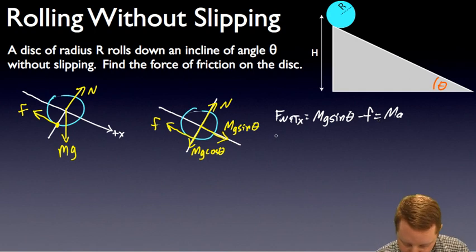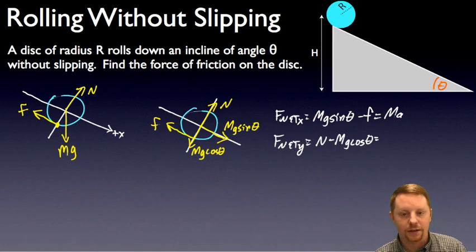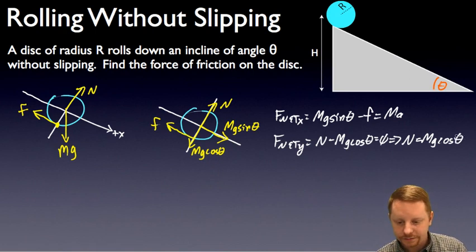All right, let's do the same thing in the y direction. Net force in the y direction, I've got normal force minus mg cos theta must equal mass times acceleration in the y direction. But note, common sense tells us our disk isn't going to go accelerating off of the ramp or into the ramp. So we know the acceleration in the y direction here is 0. So if that's equal to 0, then we can say the normal force must be equal to mg cos theta. All right, that's pretty useful.